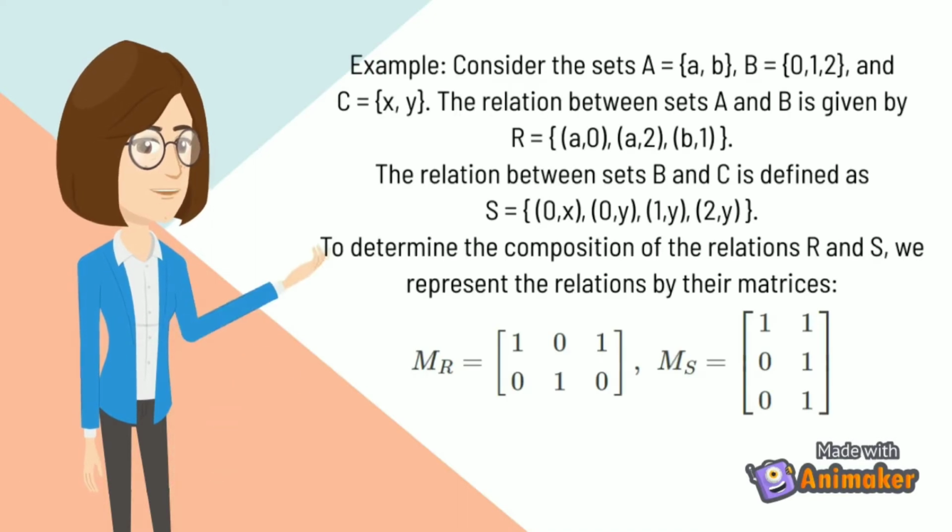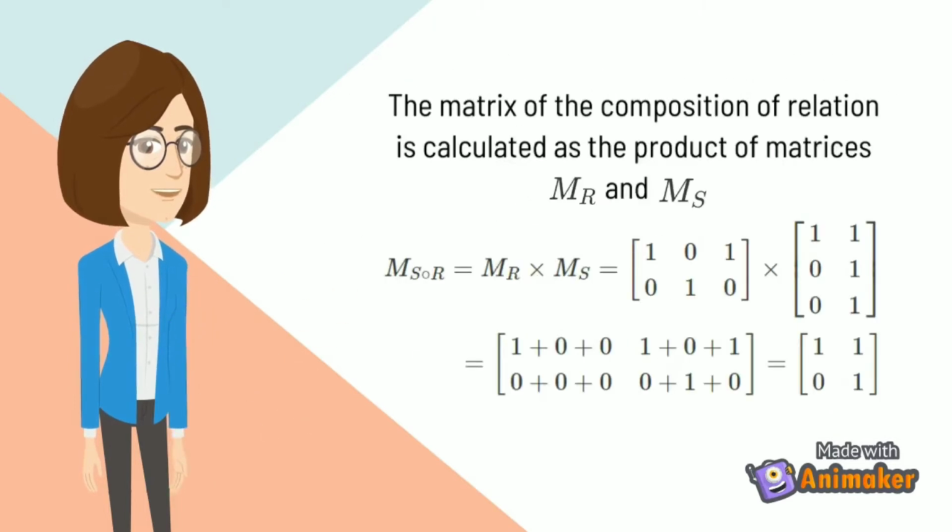Consider set A, with its elements a, b, and set B, with the elements 0, 1, and 2. And set C, with elements x and y. The relation between sets A and B is given by R, while the relation between sets B and C is defined by S. To determine the composition of these two relations, we represent the relations by their matrices first. Then, the composition of the two relations is calculated as the product of both matrices like usual.